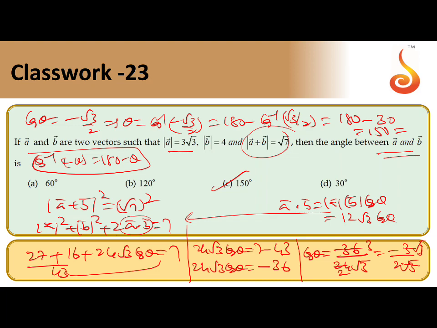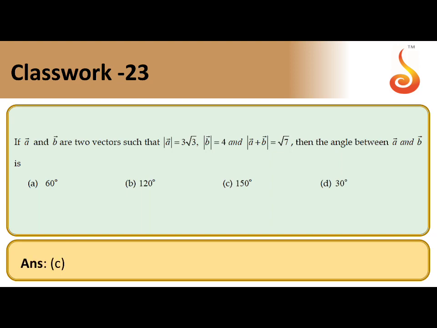So next one means option B or C. So that means root 3 by 2 means 180 minus 30. Option C is the right answer. Clear? Check the answer. Option C is the right answer.